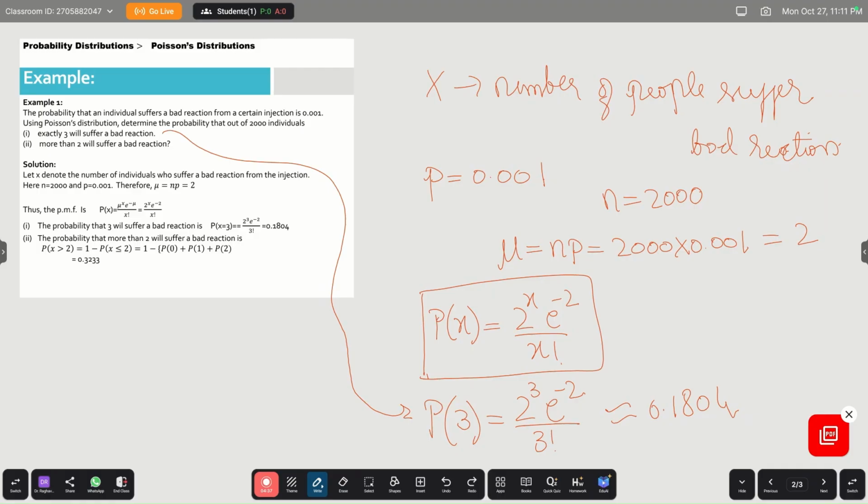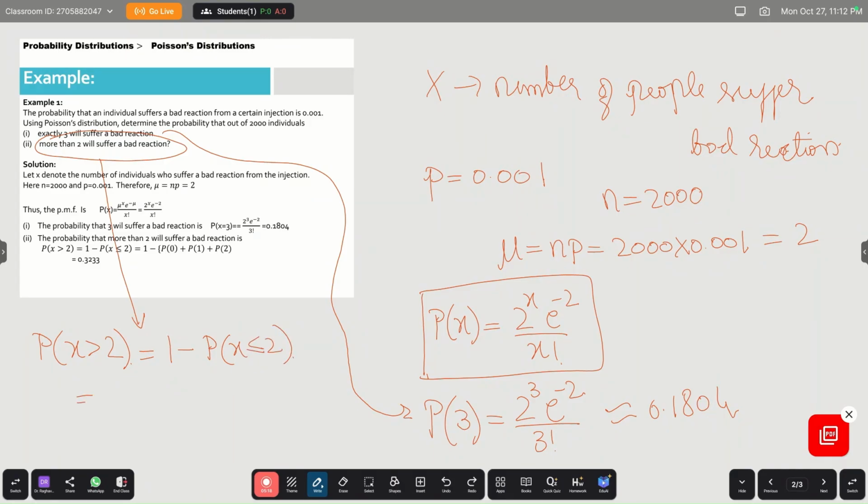And similarly, you can take the second problem, which says you have to calculate more than 2 will suffer bad reaction. More than 2 means probability of x greater than 2. And here also, as I have already explained in case of binomial, when the calculation is very big, you can go for the complement, because if you try to calculate this directly, x can be 3, x can be 4, x can be 5, and x goes up to 2000, which is very huge. It's very difficult to calculate. So you can go for the complement, 1 minus p of x less than or equal to 2.